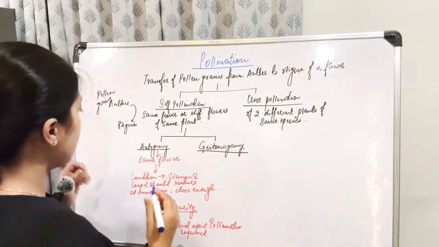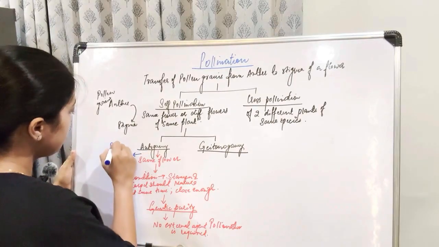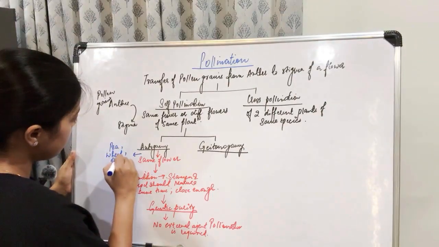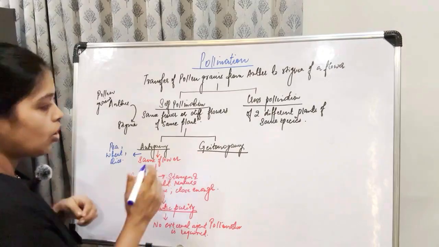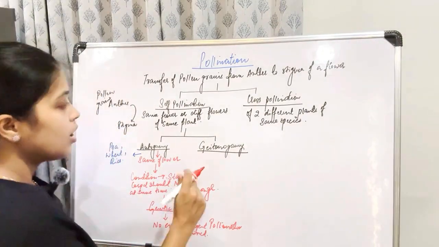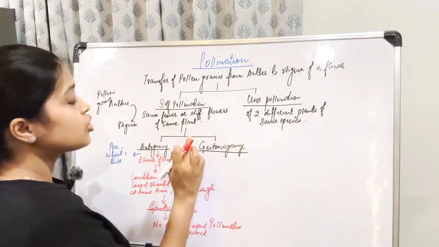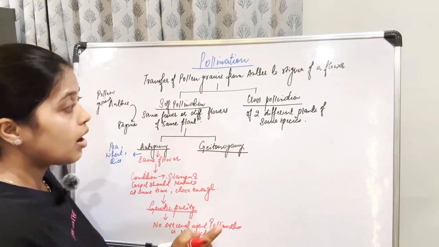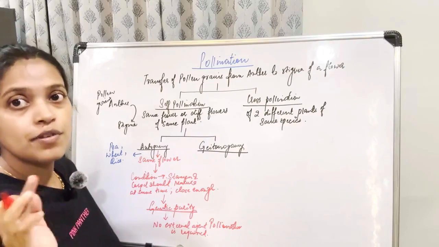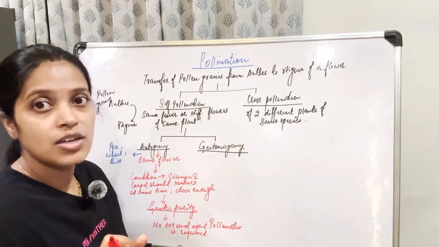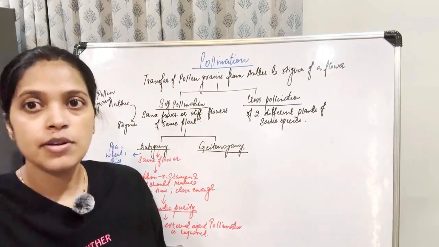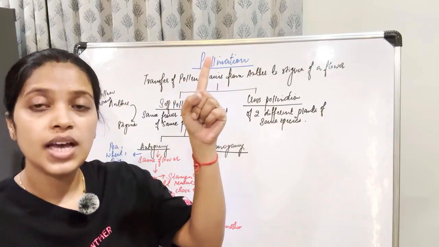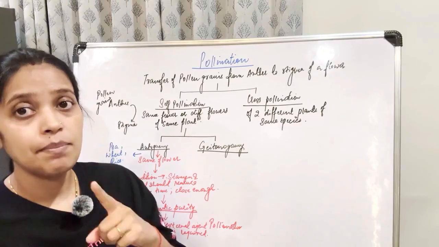The examples are pea, wheat, rice. Now we'll talk about Geitonogamy. So Geitonogamy is the transfer of pollen grains from the anther to the stigma of two different flowers, but of the same plant. So within the plant we have multiple flowers, okay. So here the transfer is taking place from one flower to another, but in the same plant.